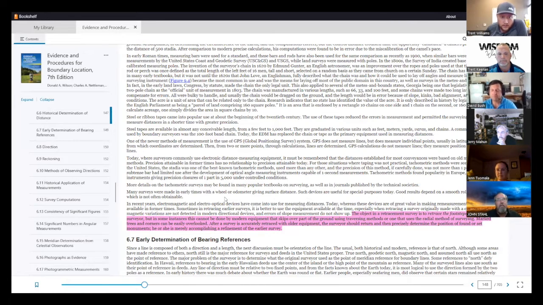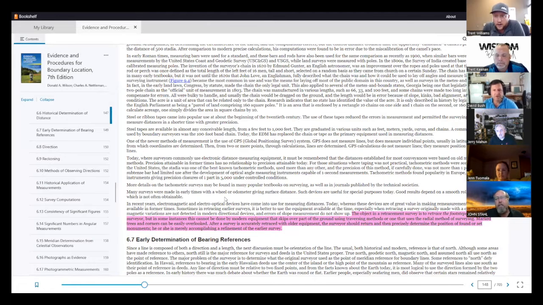Marked trees and corners can be easily overlooked. After a survey is accurately retraced with older equipment, the surveyor should return and then precisely determine the position of found or set monuments. He or she is merely accomplishing a refinement of the earlier survey. And I want to kind of think about that.